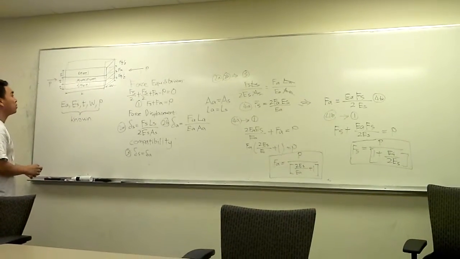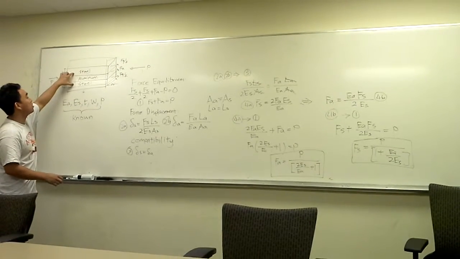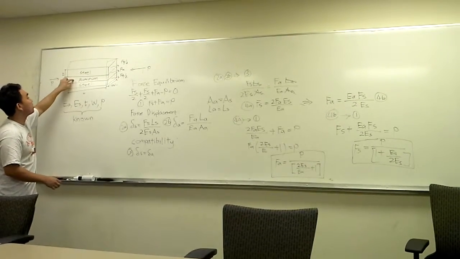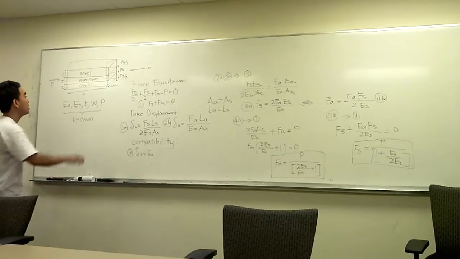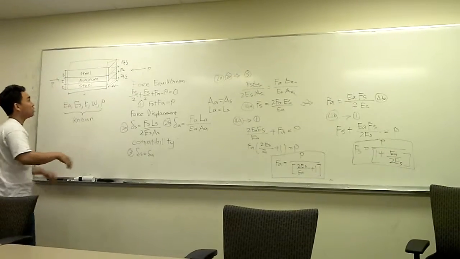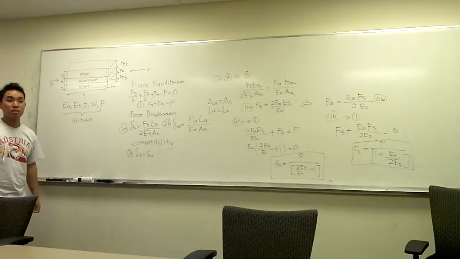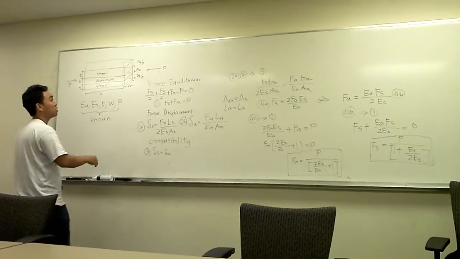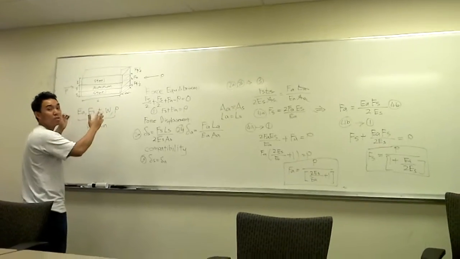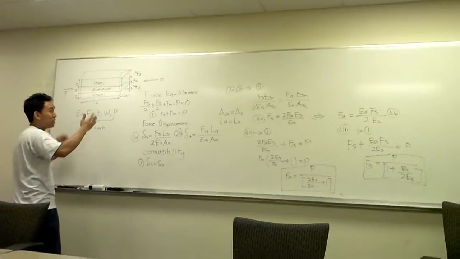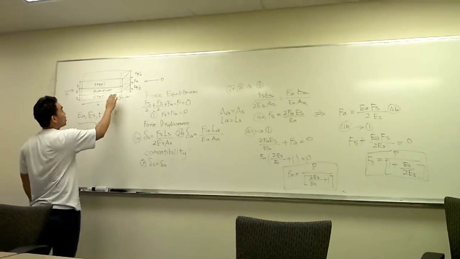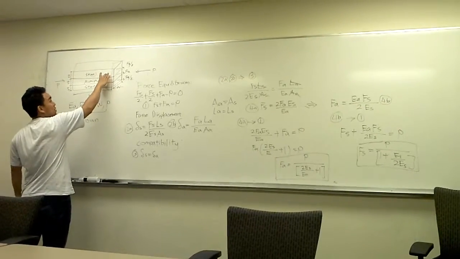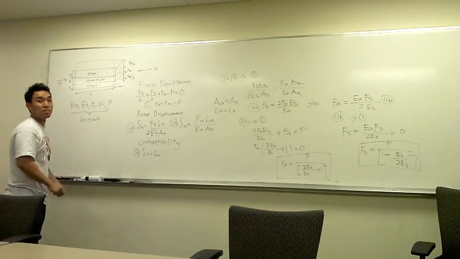So for our problem, we have two steel slabs sandwiching an aluminum slab. In order to make this a simple statically indeterminate problem, we have to impose two conditions. The first condition is that when P is compressing onto these three slabs, the deformation that occurs on these two steel slabs and the aluminum will be the same.